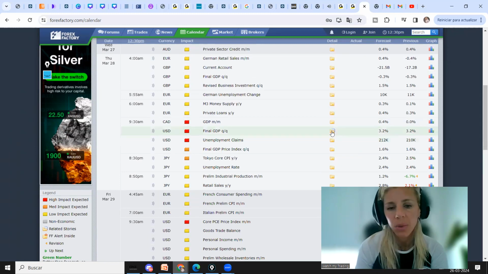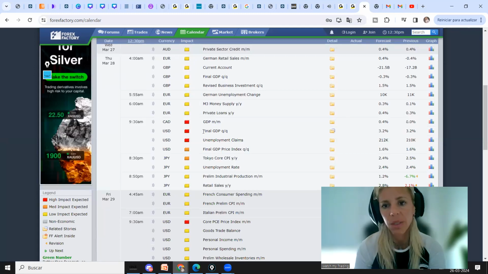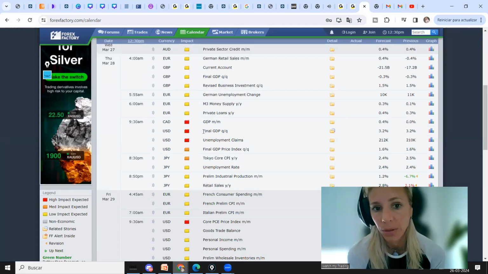Final GDP, not really important, but they set it up as important. But honestly, it's not something where you don't know what's going to happen on the final GDP.